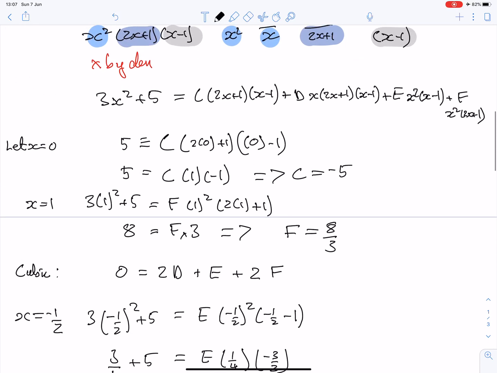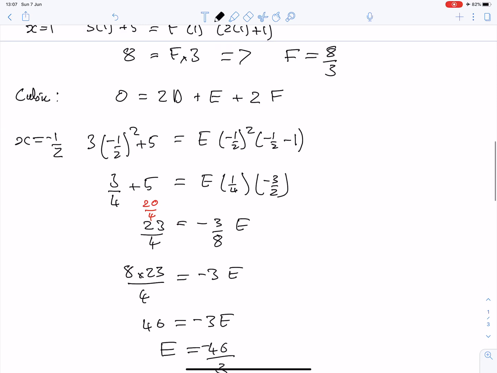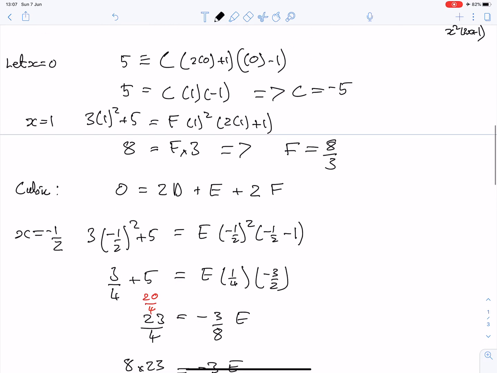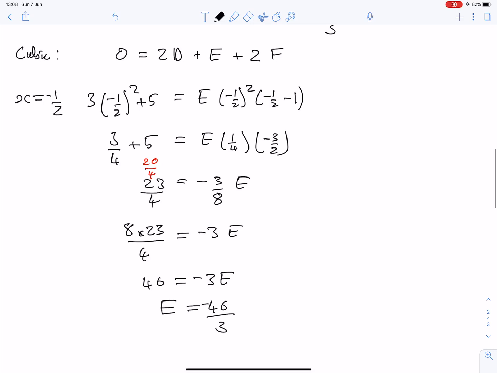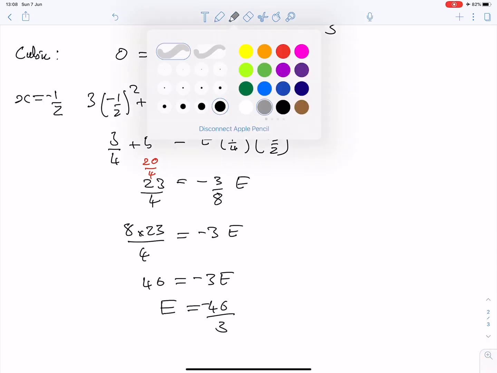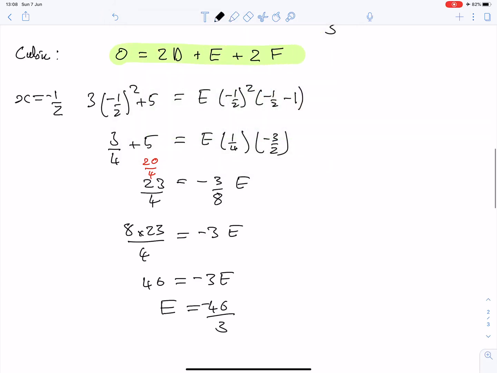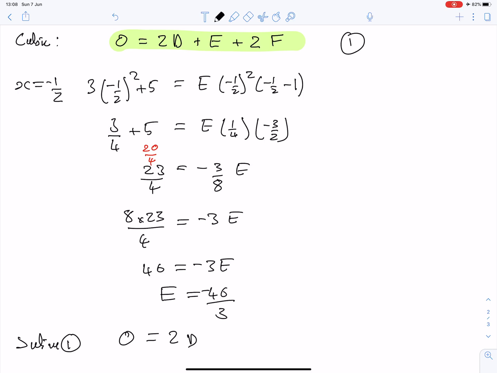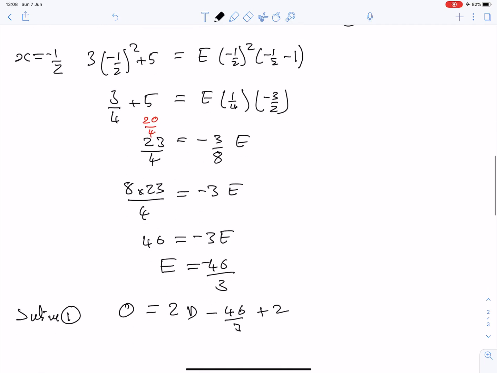So what have we now got? We've got E, F and C. The only one left to find is D. And we can get at that now by substituting into here. So when we sub in 1, we get 0 equals 2 lots of D, and I think D is the one we don't know yet, plus E, which is minus 46/3, plus 2 lots of F, which was 8/3.